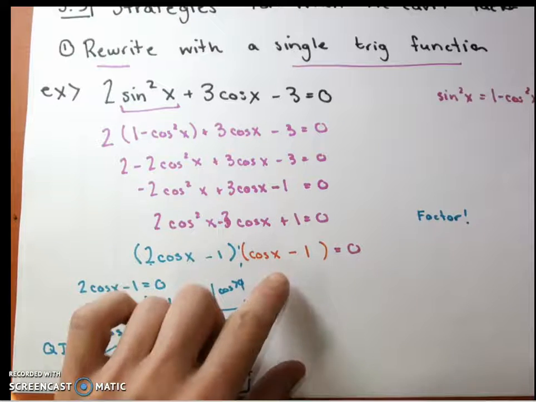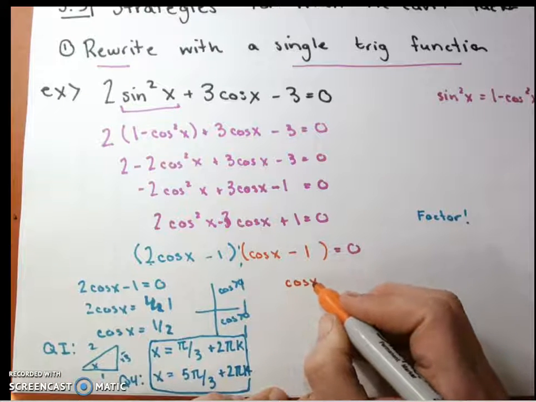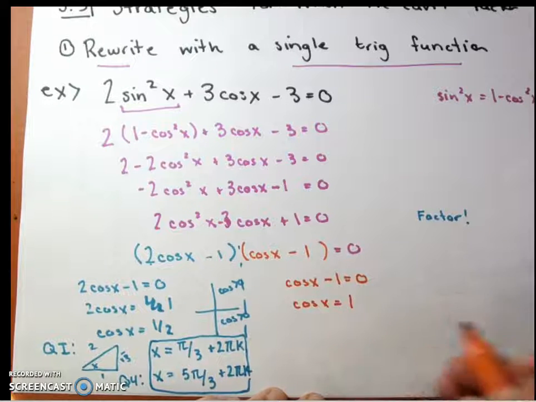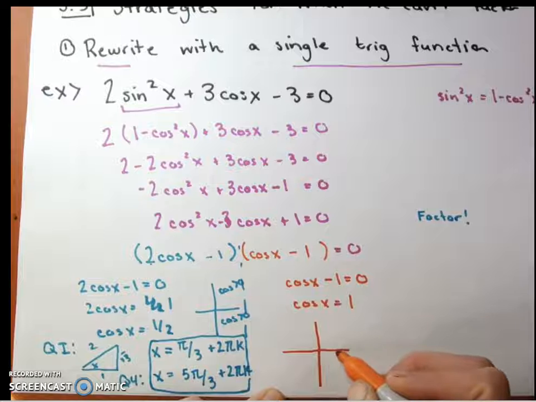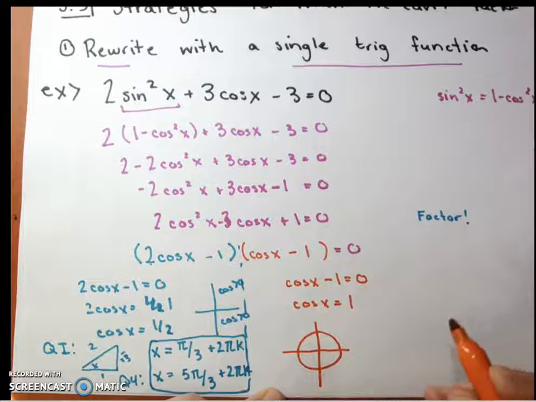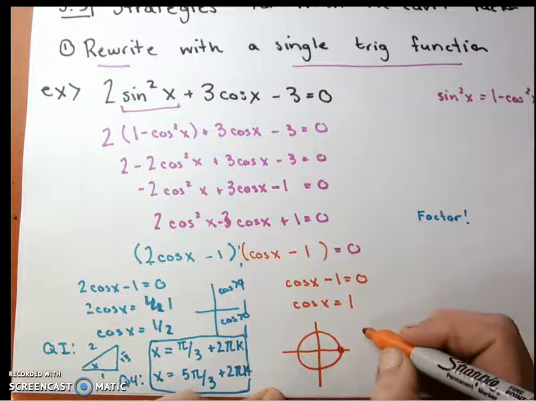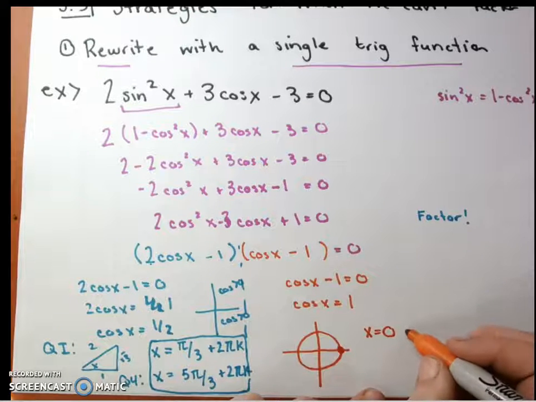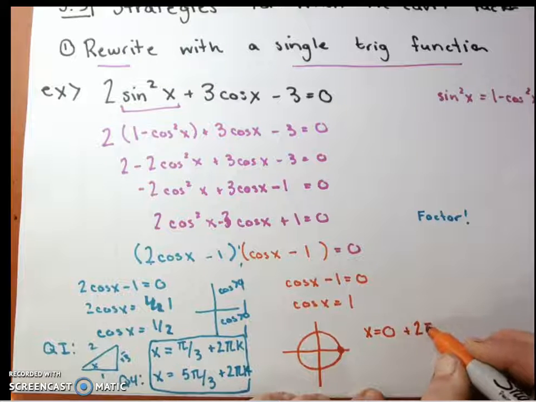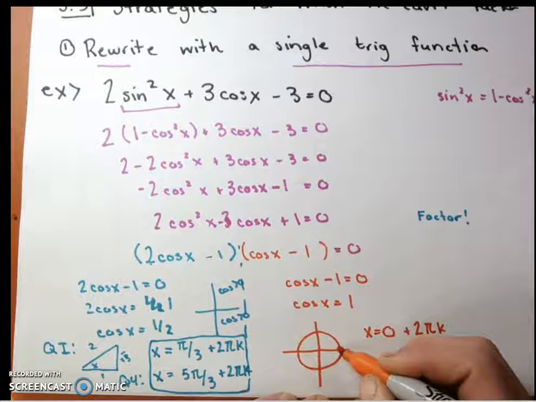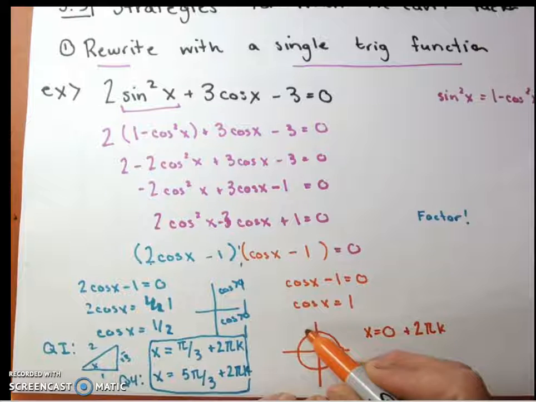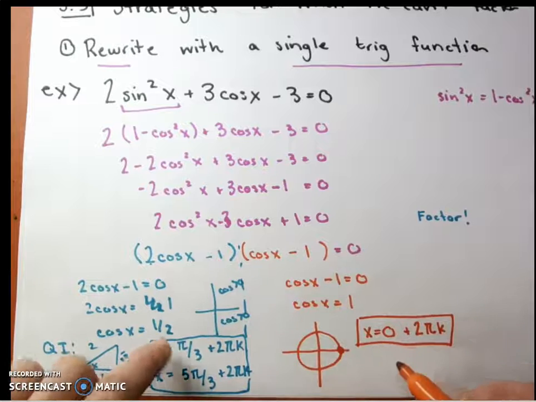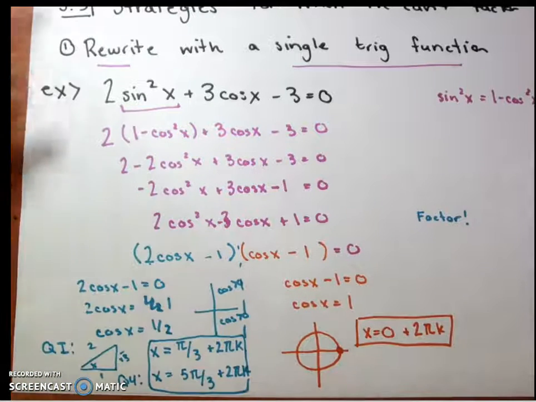To get my solution coming from the orange factor, I'll set that one equal to 0. So cosine x minus 1 equals 0, which means cosine x equals 1. So I'm looking for the points on the unit circle where the x coordinate is 1. The only such answer is x equals 0. But then to get my general solution, I have to add on multiples of 2 pi, because at 2 pi, I'll be back to having cosine equal to 1. If I go 4 pi, I'll be back, 6 pi, etc. So these three represent my general solution.